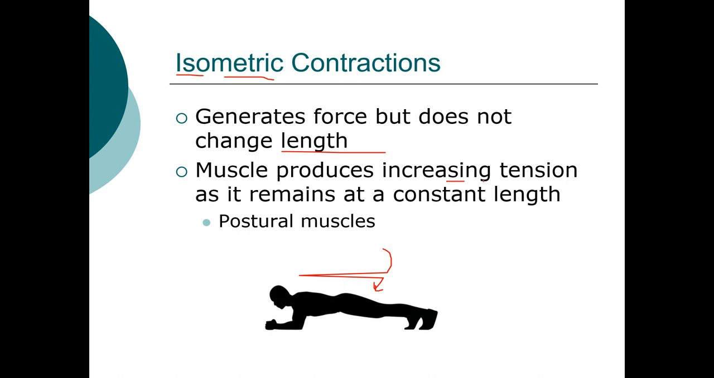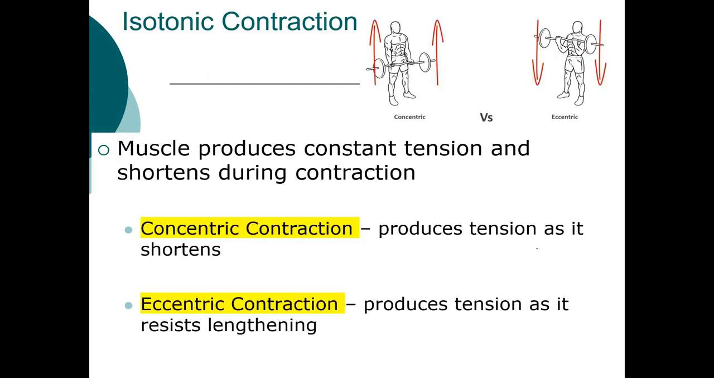So the muscle produces increasing tension. As you know, if you've ever done a plank, it gets harder and harder the longer you do one, even though the muscles remain at constant length. A lot of times these are just going to be your postural muscles that are involved in isometric contractions. That's primarily where you're going to see that.